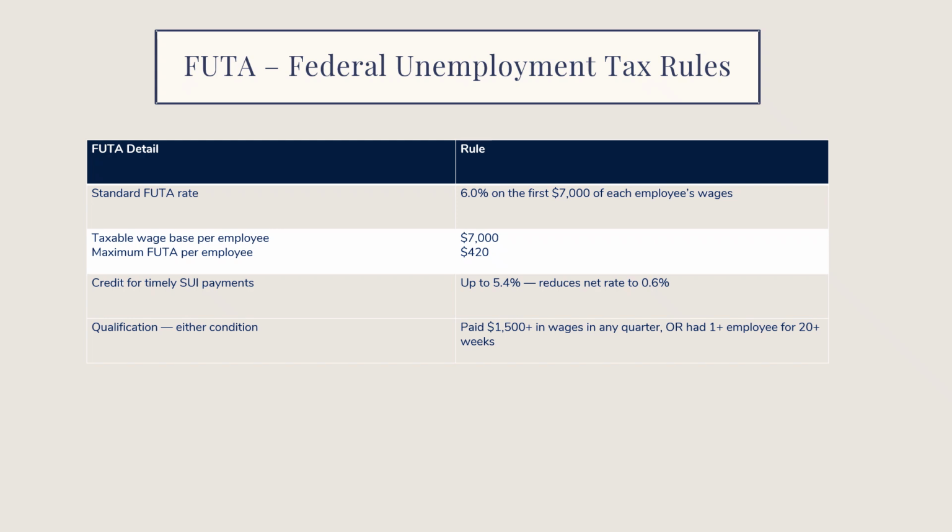And then qualifications. If either of these conditions are met, then as an employer, you have to pay FUTA on your employees' earnings. If you paid $1,500 or more in wages in any quarter, or had one or more employees for 20 plus weeks, you then are responsible to pay a FUTA tax for the first $7,000 in earnings for every one of your employees.